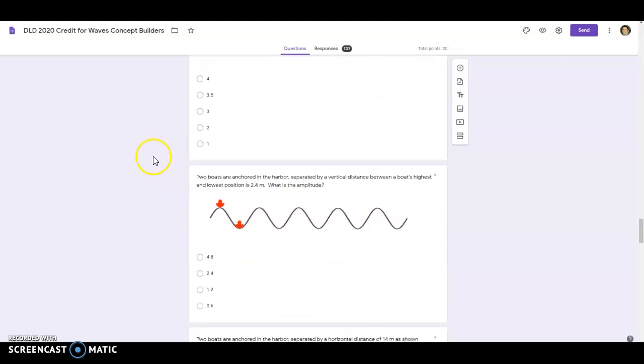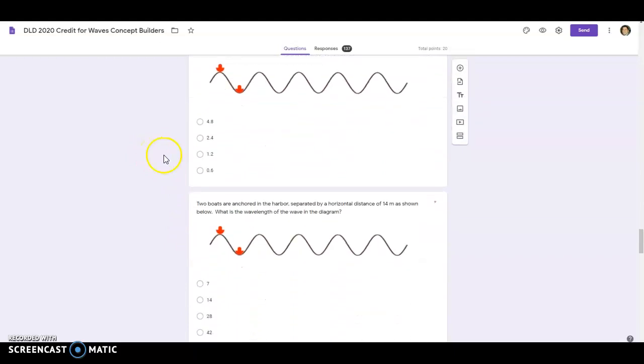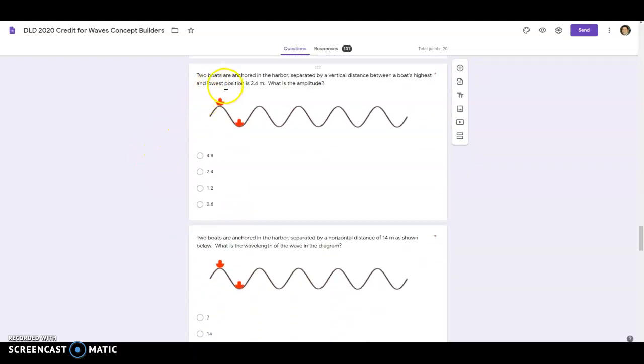Then we get into some of the questions that are the boat questions. Starting out pretty easy. Vertical distance between the highest point and the lowest point is 2.4. What's the amplitude? So that's top to bottom is 2.4. 1.2 is an amplitude.